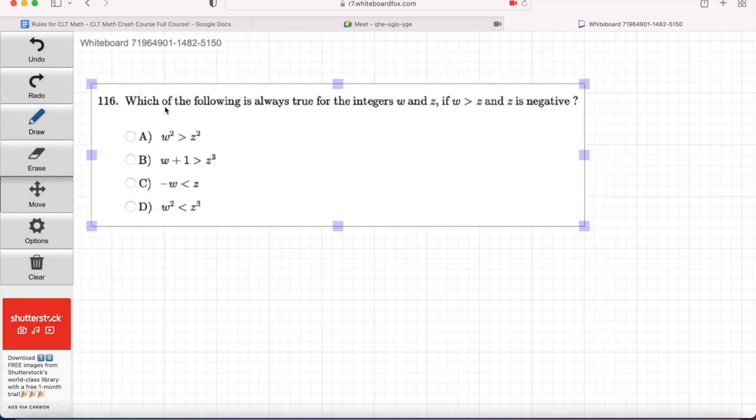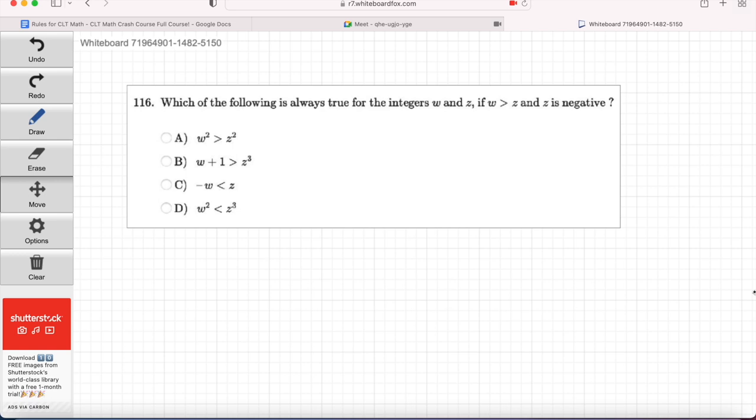All right, go ahead and read question 116 for us, please. Which of the following is always true for the integers w and z if w is greater than z and z is negative? What are we solving for here? It's a really specific question. Which is always true, right? Not which can be true, which is always true. It's just like that other question where it said, which must be true, right?